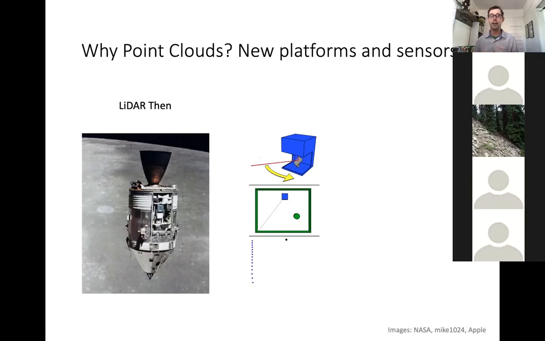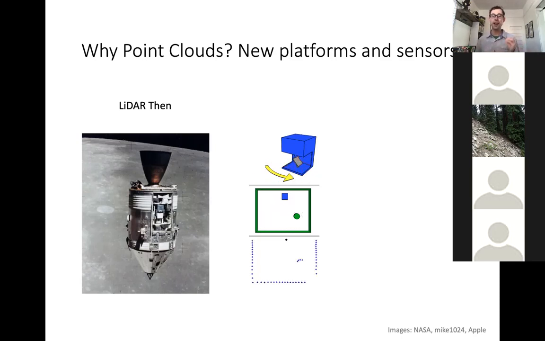And LiDAR first became used really for environmental purposes in the 1990s and early 2000s, when they started to mount these on airplanes. And the first big application was mapping terrain. So, if you have a laser scanner on an airplane, you can cover very large landscapes and very accurately determine the elevation of the ground surface. And that is super important for flood management, for landslide mitigation, for all sorts of purposes.